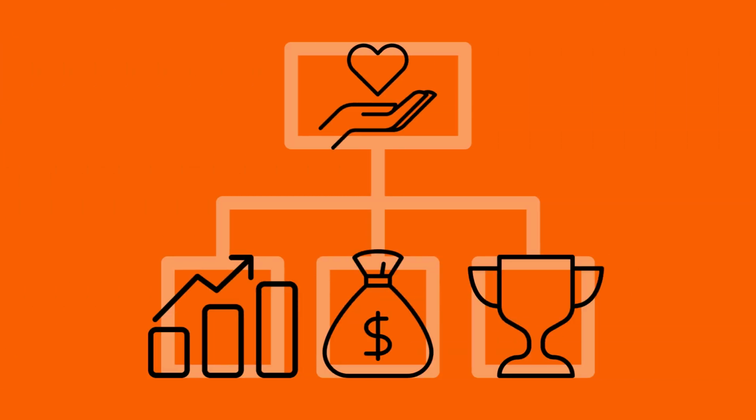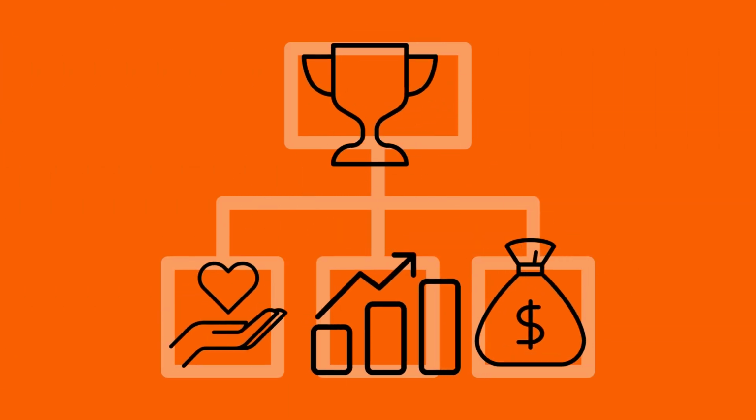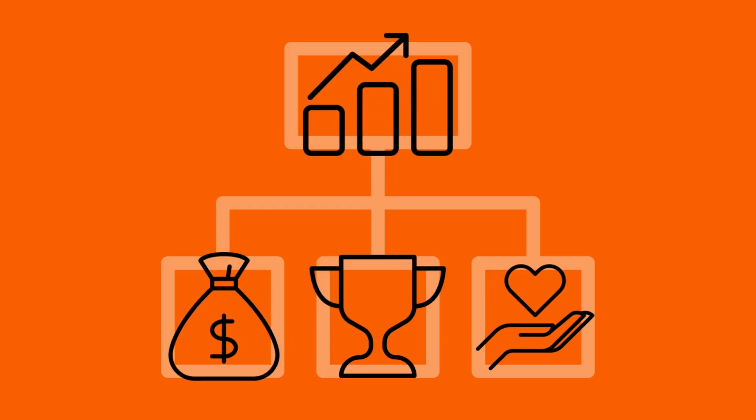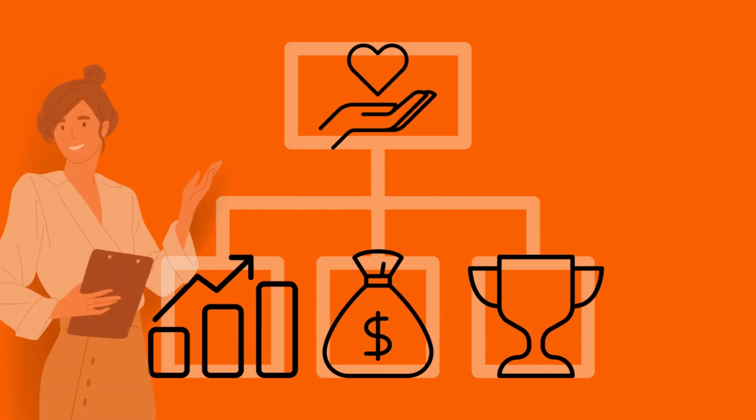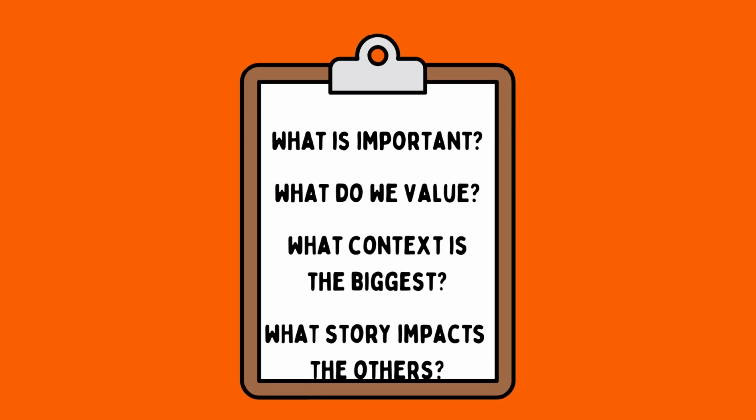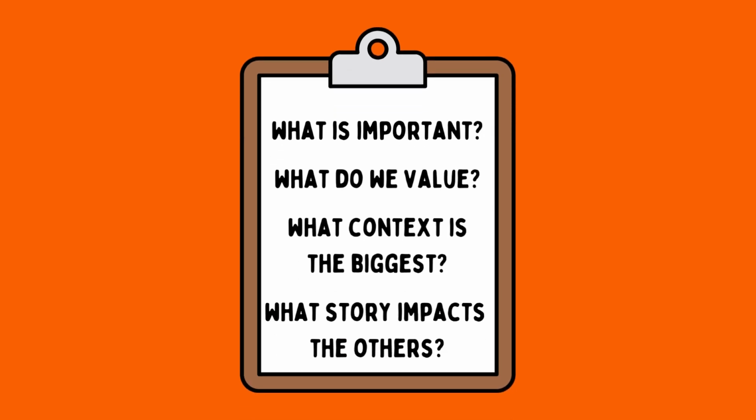We're not stuck in one hierarchy as far as what is prioritized, but we are actually the ones who dictate what the hierarchy looks like. So we say what is important to us, what we value, what layer of context has the biggest impact on all the others, which story impacts the others.